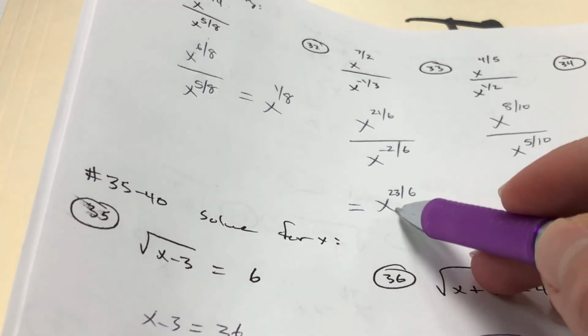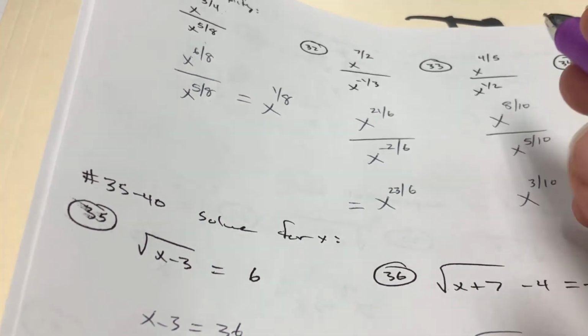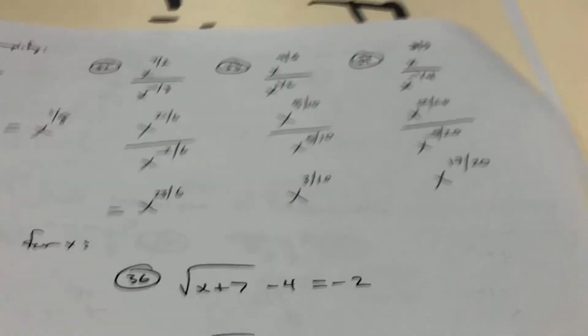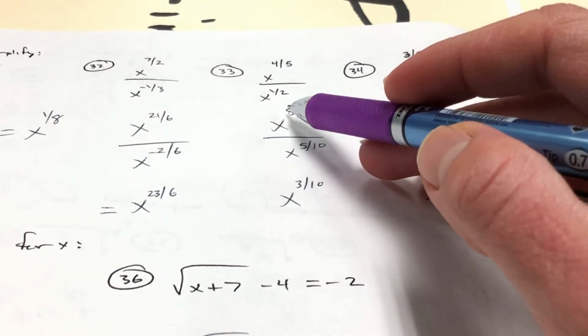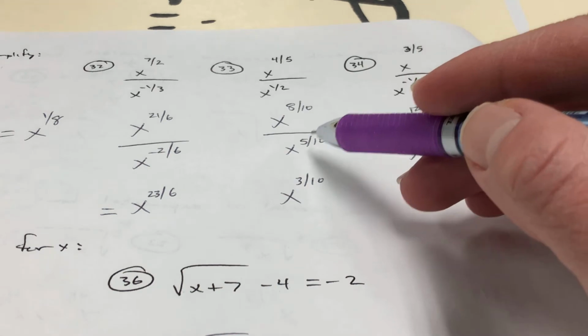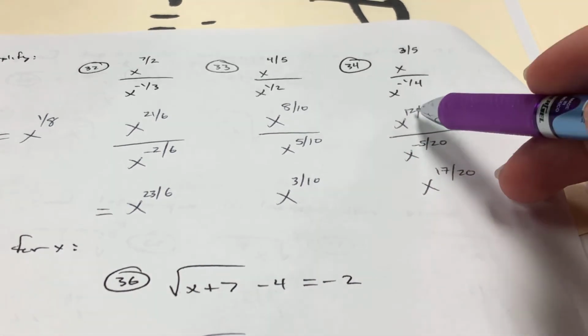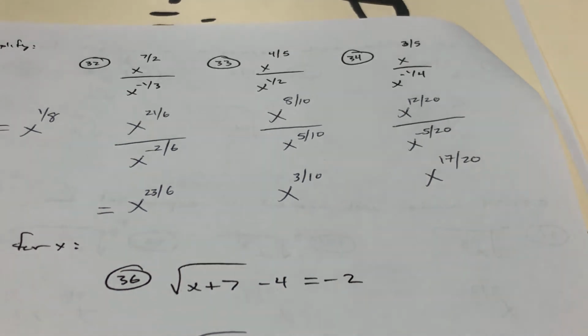Make sure you put x as a base. 23/6, a lot of students just subtract and think that's the answer. That is the exponent. 4/5 is 8/10. 1/2 is 5/10. Subtract the exponents. Common denominator here is 20. Subtract the exponents.